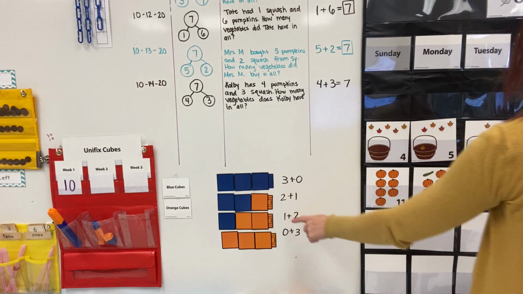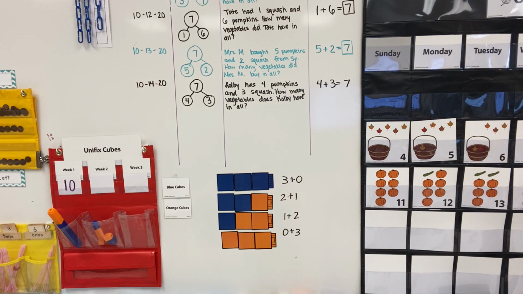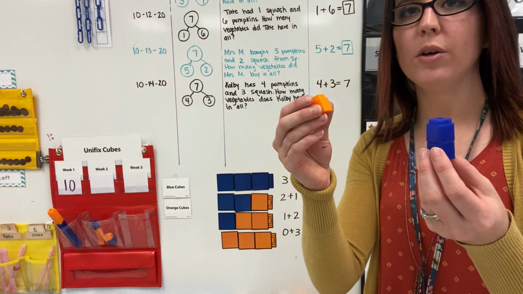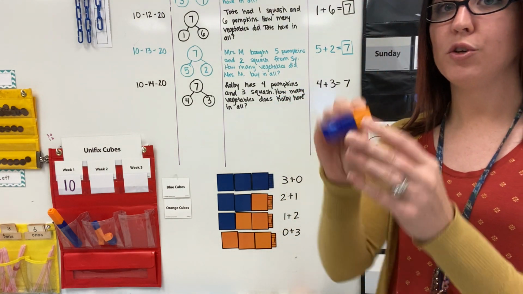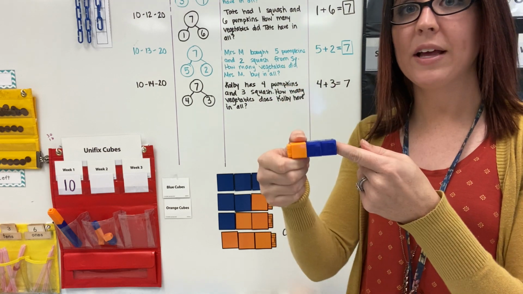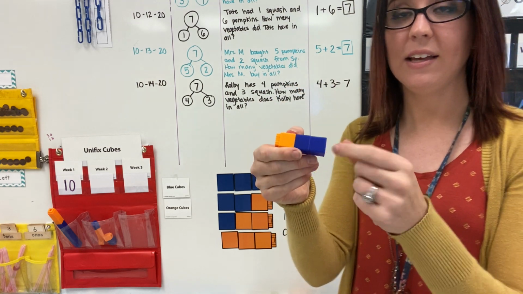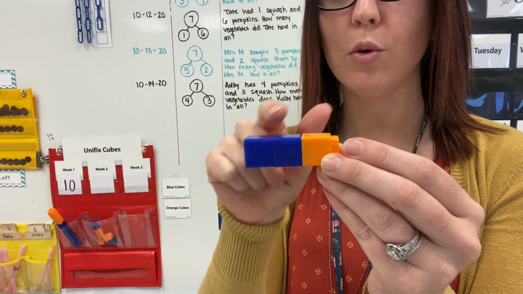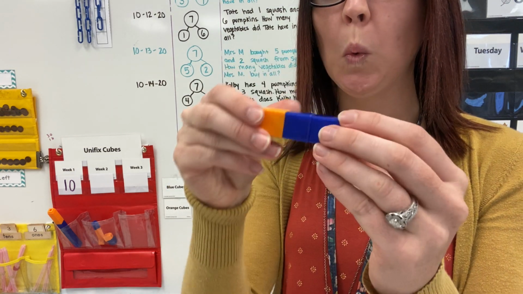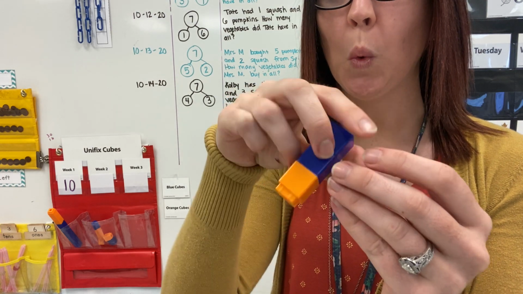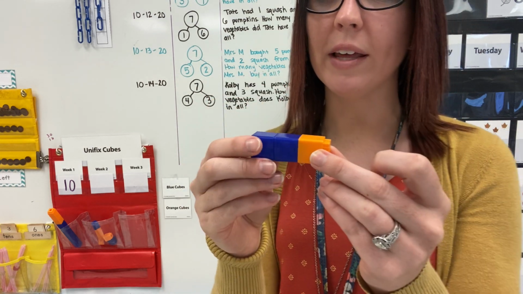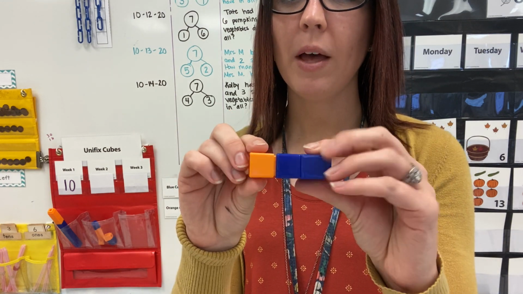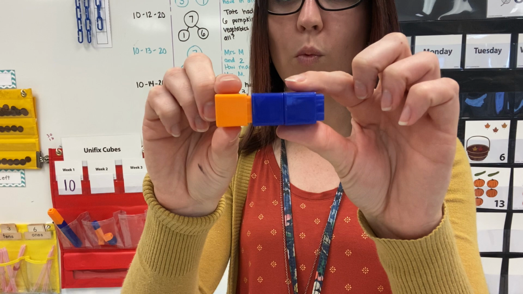Wow, look at these 2. They look very similar to each other. They both have 1 and 2, but one of them has the 2 first, and one of them has the 1 first. Did you see that? 1 plus 2, 2 plus 1. So I'm changing the order. Change the order. How many is that all together? 1 and 2 is 3.